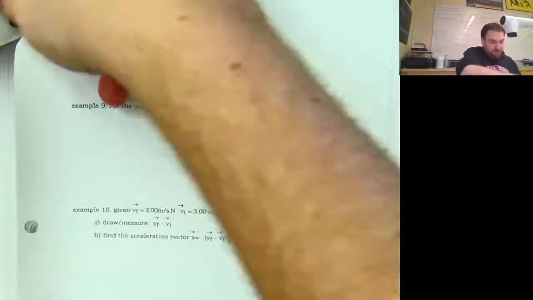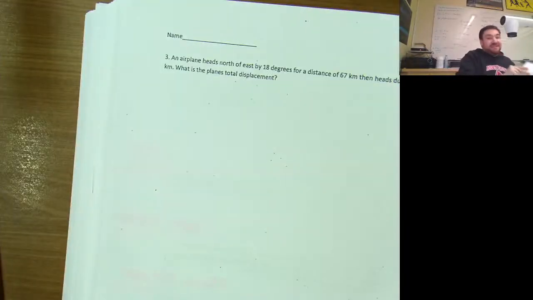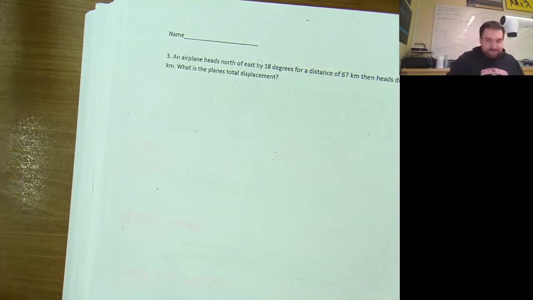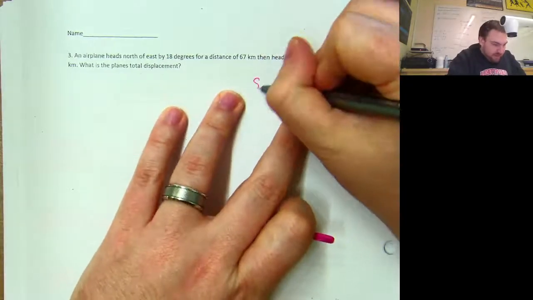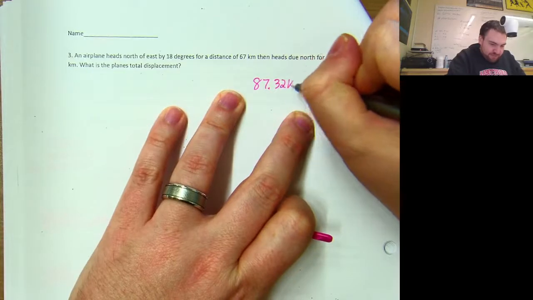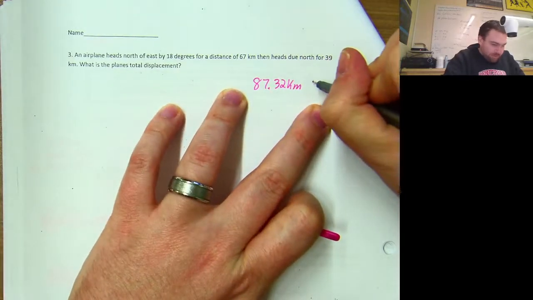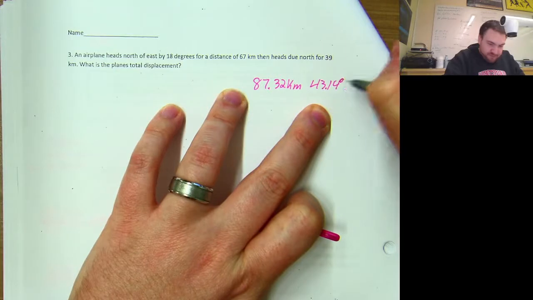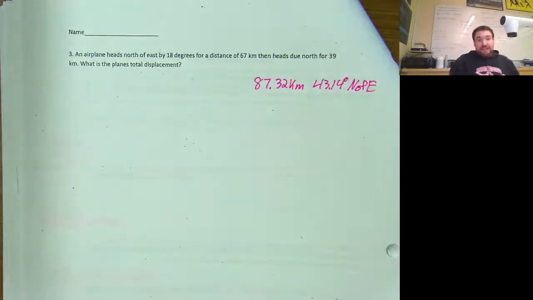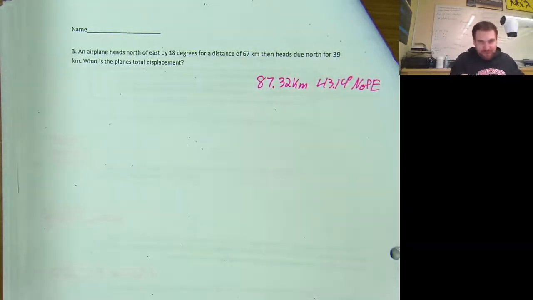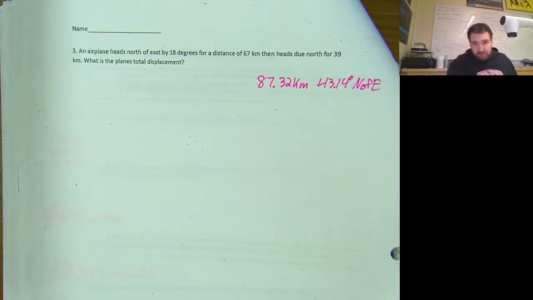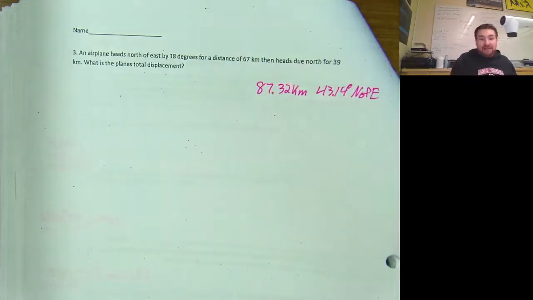Oh, no, and there's number 3 here. Oh, no, this lesson keeps going. Maybe I'll only do one lesson today. This guy is going to be 87.32 kilometers, 43.14 degrees north of east. So that's all addition of vectors. This lesson isn't actually done, but I've got a bunch of homework in here. So what I would recommend you do at this point is pause and do these questions and then come back to this video.